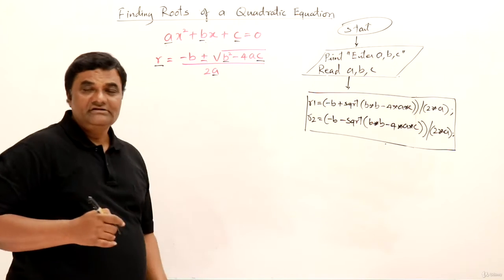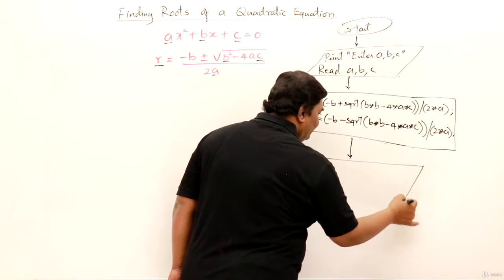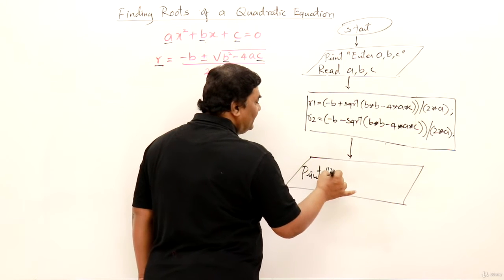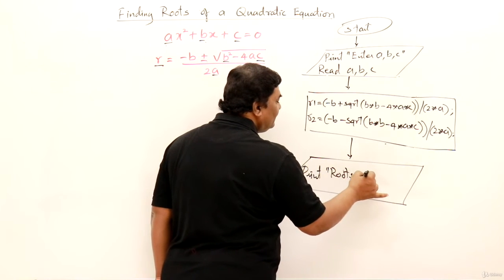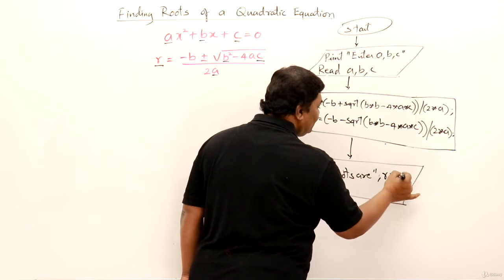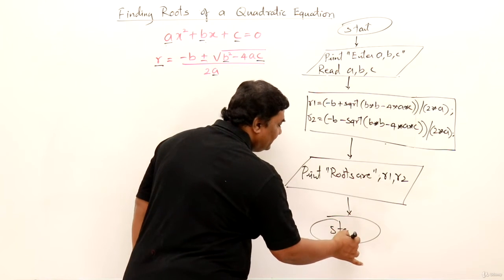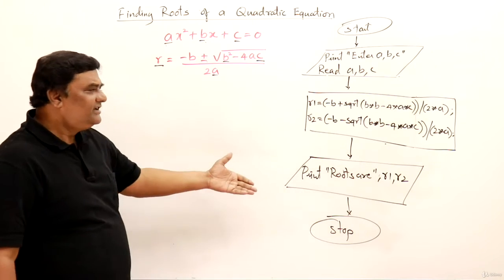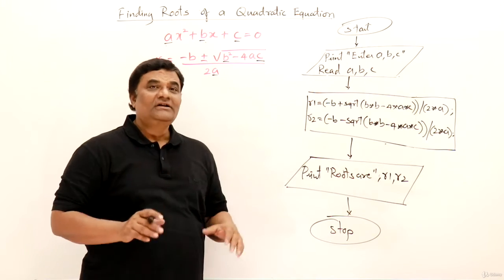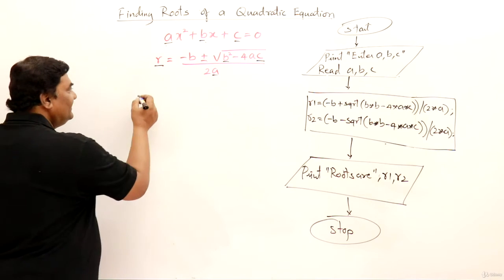I got two roots. Now I have to give the output, that is the result. So print the message, roots are, then the first one R1 and the second one R2. That's all. This is the end of the flow chart. Now this is similar to the one we have seen in the previous videos also, so you can write the algorithm. Now I will write the C++ program for this. Let us convert this flow chart into a C++ program.